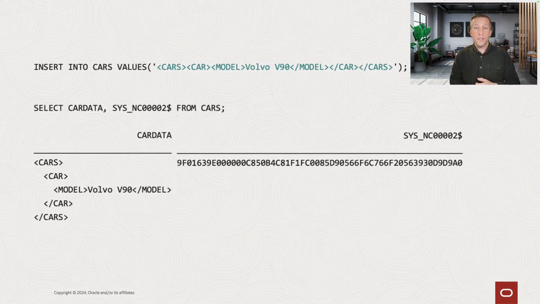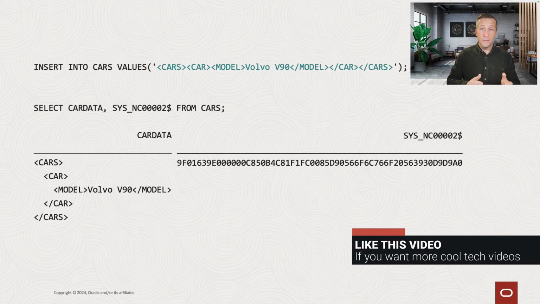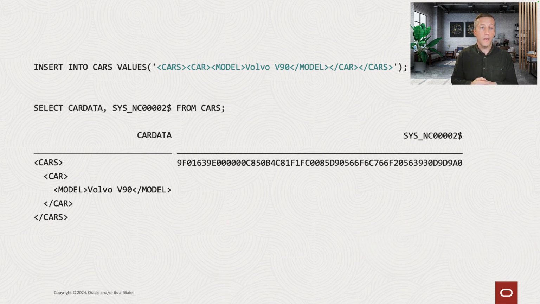So if I insert this very simple XML document and I select from the table my car data column, including the hidden column created by the database, I can see that the textual representation is in the car data column, but the blob contains something that appears to be hex values. Let's take a deeper look at that hex value.